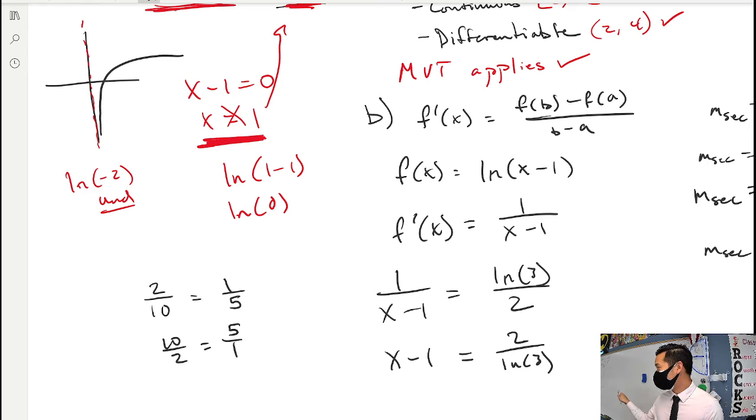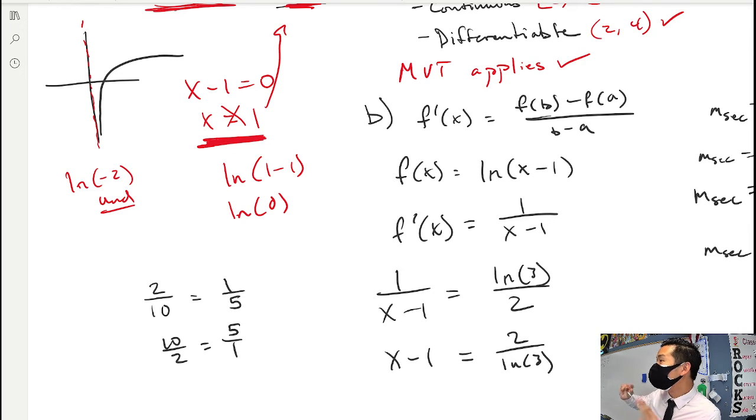You see what I did there with the x's? Yes, sir. I just flipped that. So this is technically x over 1 minus 1. I'm sorry, x minus 1 over 1.